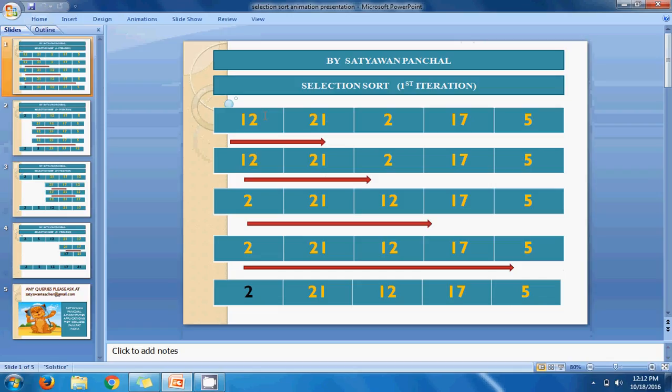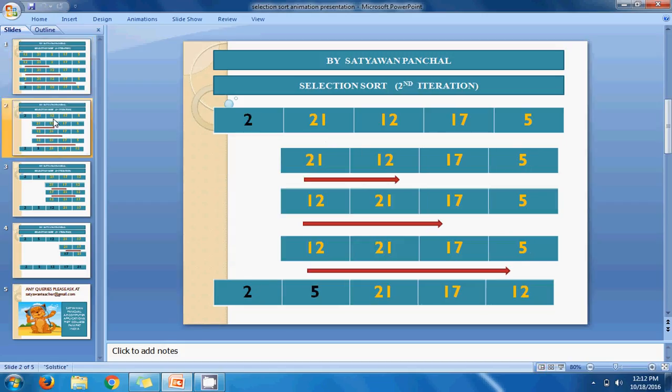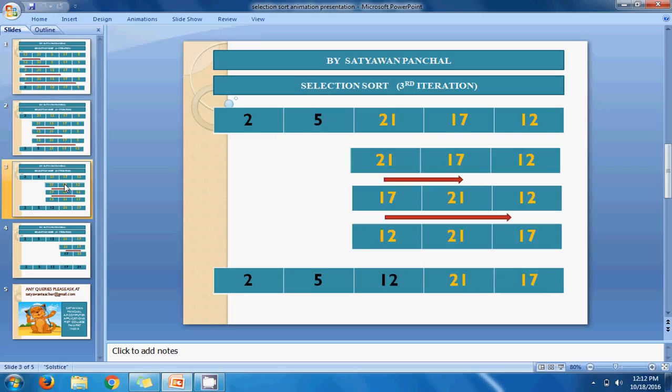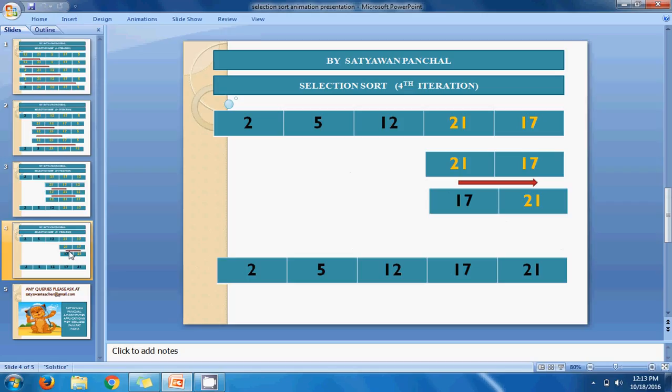Here you can see this is the first iteration. In the first iteration I finalize one element, that is the element at the first position, that is 2. This is the smallest element, and in the next iteration we will be finalizing the second element, that is 5. In the next iteration we will be finalizing the third element, and likewise the fourth and the fifth element.